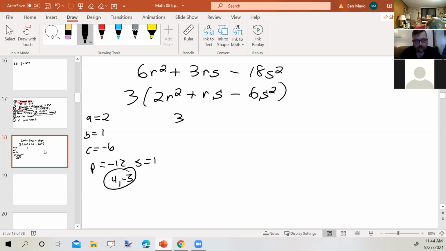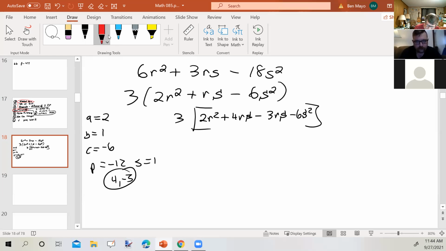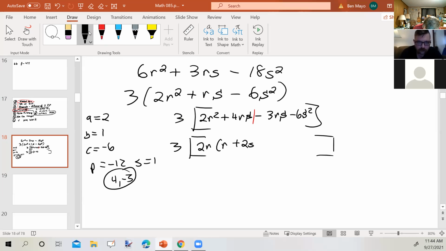So now I'm going to take the trinomial in parentheses and split it up. I'm going to make it plus 4rs minus 3rs minus 6s squared. And I'm going to use grouping. So 3 times, let's see, 2r squared plus 4rs, the greatest common factor there would be 2r. So we get r plus 2s.